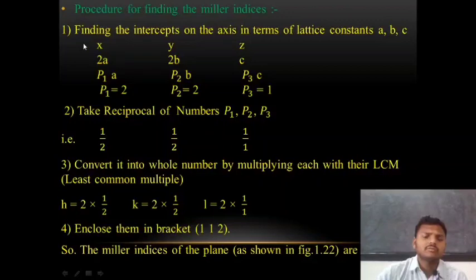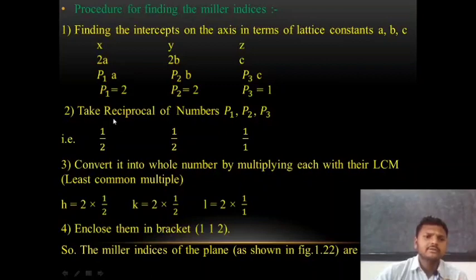So first, on the x axis the intercept is 2a, on the y axis the intercept is 2b, and on the z axis the intercept is c, that is 1. So these intercepts are p1a, p2b and p3c, that is p1 is equal to 2, p2 is equal to 2 and p3 is equal to 1.